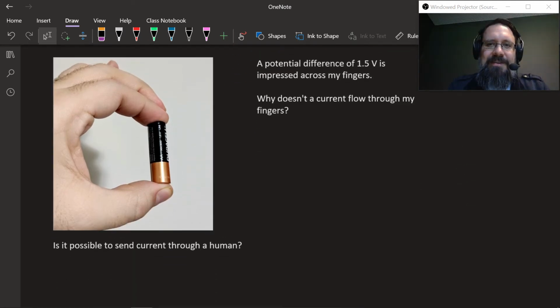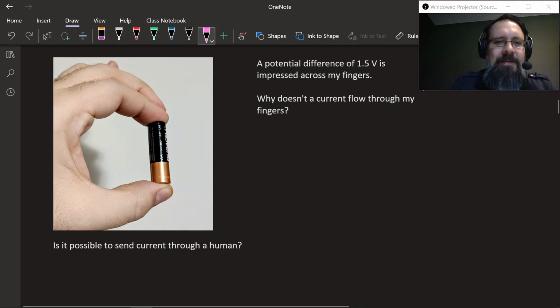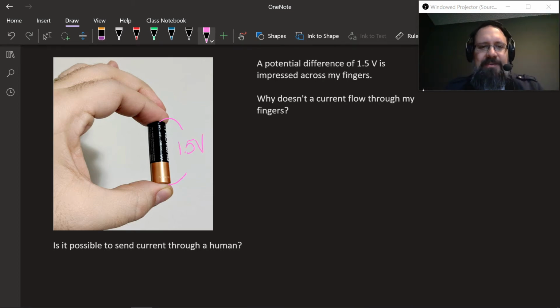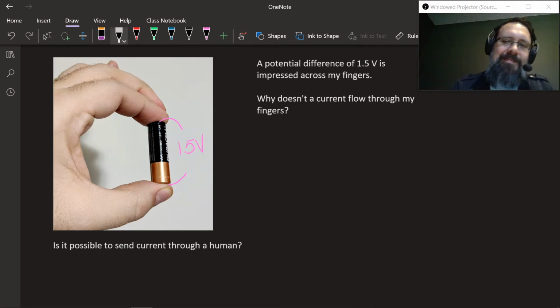All right, I just took this picture a couple minutes ago. What I'm doing is holding a battery between my two fingers. There's a potential difference across my two fingers of 1.5 volts. That's the potential difference of a AA battery like this, or just any alkaline battery, about 1.5 volts. So my question is, why doesn't a current flow through my fingers? Do you know, Mayor?